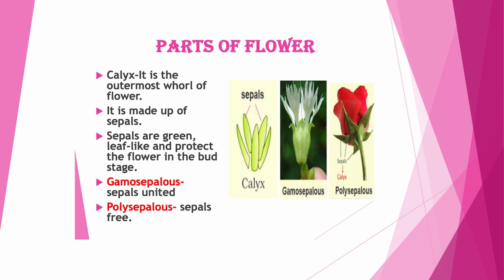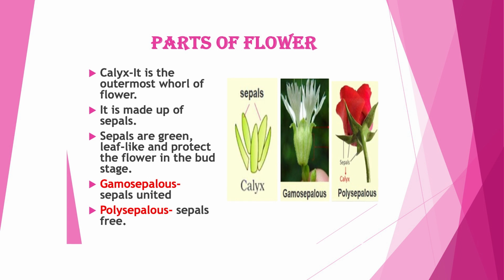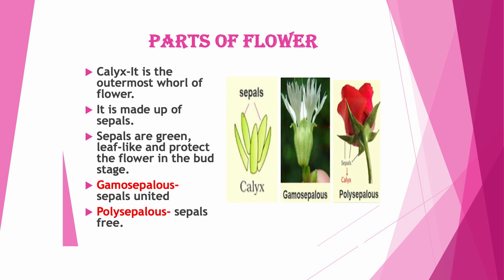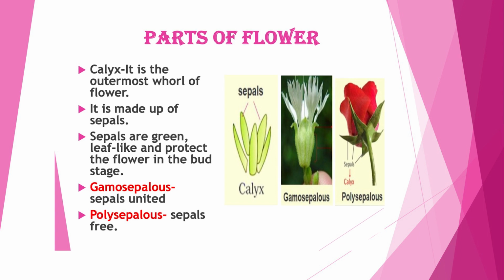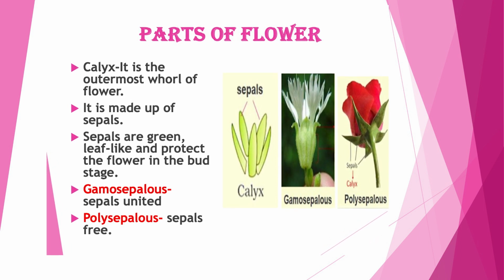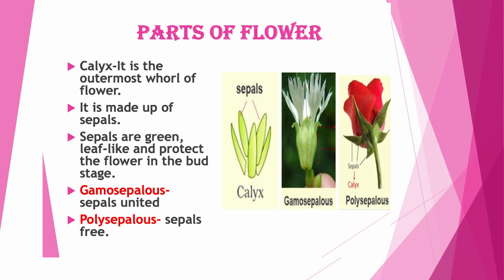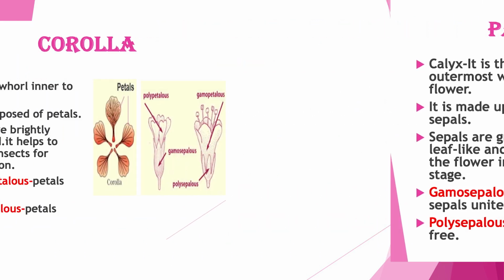Next part is calyx, corolla and certain terms related to them. Calyx. It is the outermost wall of the flower. It is made up of sepals. Sepals are green, leaf-like and protect the flower in the bud stage. A flower is said to be gamosepalous if all the sepals are united, polysepalous if sepals are free.